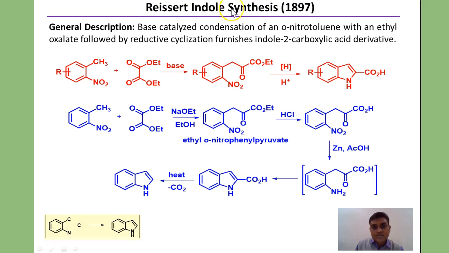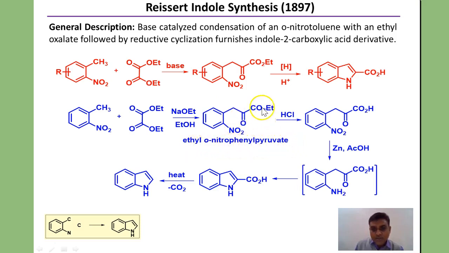It is called the Reissert indole synthesis, reported in the year 1897. Reissert indole synthesis involves a base-catalyzed condensation of orthonitrotoluene with diethyl oxalate. In the presence of base, it generates a carbanion. This carbanion is stabilized by the minus R effect of the NO2, and we get a carbon-carbon bond forming reaction. Its name is ethyl orthonitrophenyl pyruvate.